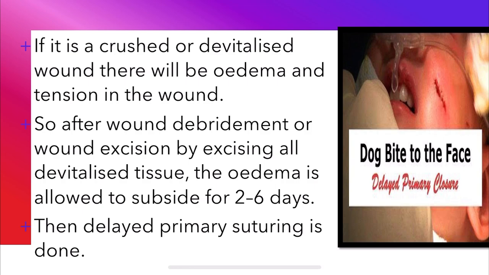Like I told you, we had read about the different types of sutures in the previous videos. You can check it in the playlist. So here they are saying if it is a crushed or devitalized wound, we have to wait for the edema and the tension to come down, leave it for around 2 to 6 days, and then a delayed primary suturing is done.